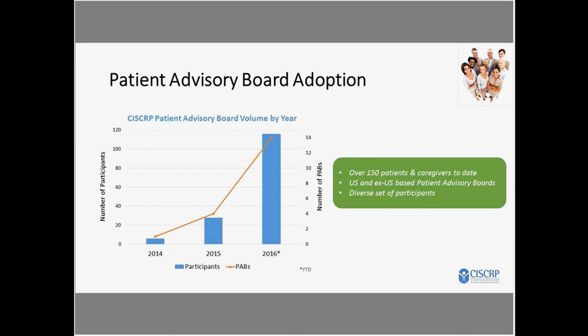We've seen quite a bit of growth, especially in the past year, in patient advisory boards, so we've conducted quite a few. We've spoken to over 150 patients and caregivers to date, and we've really had a great global experience, if you will. We've had many patient advisory boards held in the U.S. and also quite a few outside the U.S., in Canada and Europe as well. And we've had a diverse set of participants, as you'll see in the next slide as well.